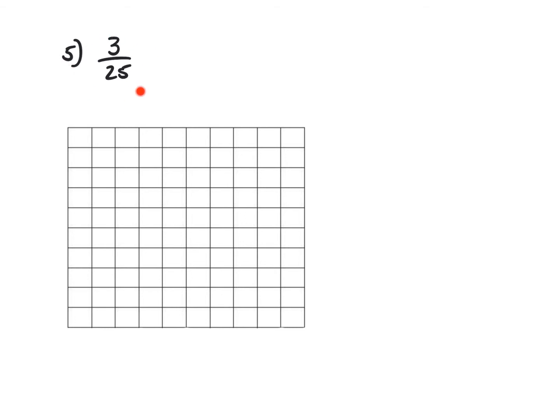Okay, here's another one for you. 3 over 25, or 3/25. We need to convert that into a percentage. Go ahead, put the video on pause, and come back when you're ready.